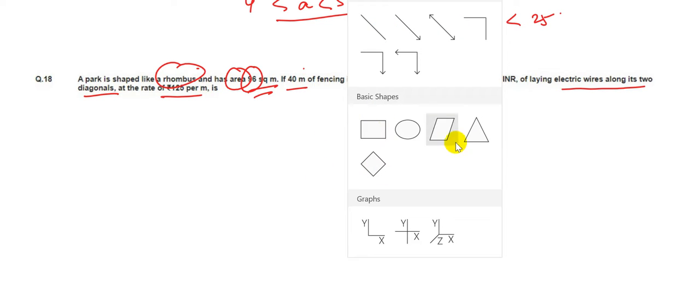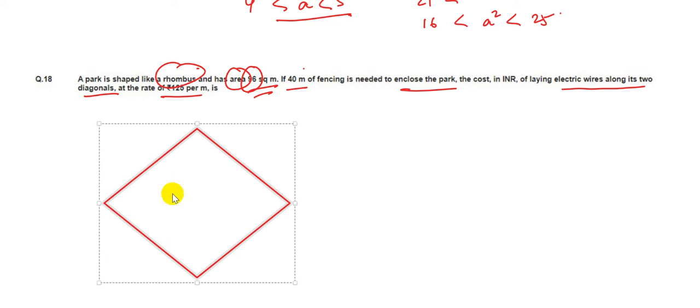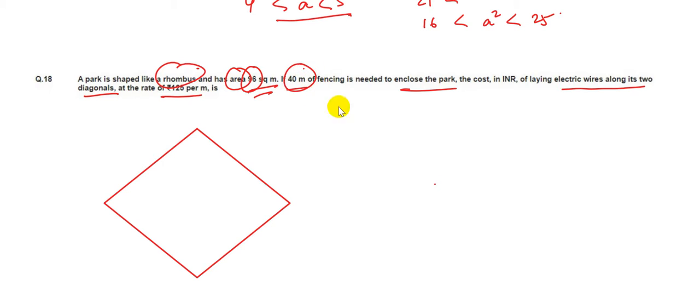Now let's draw the diagram. So we have a rhombus like this, and it is said that 40 meter of fencing is needed to enclose the park. That means each side is 10 meters. So each side is 10 meters, and we have to find the length of the diagonals.